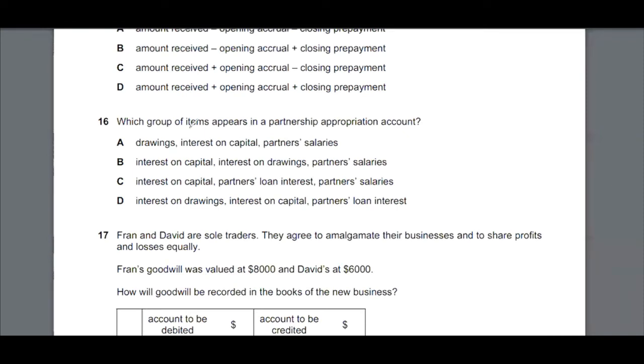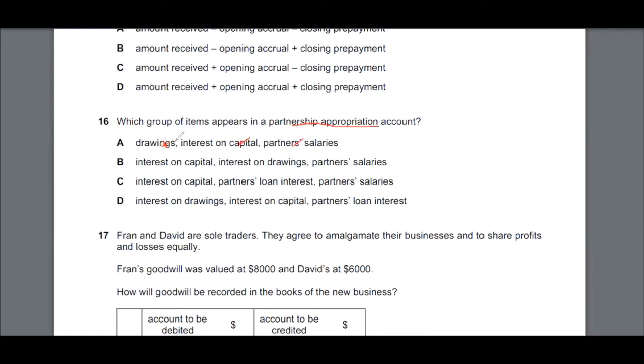Multiple choice 16, which group of items appears in a partnership appropriation account, right? So it's a partnership appropriation account, which tells you how the money has been distributed during the year among partners. So that will include drawings? No, I don't think so. Interest on capital, yeah. Partner salaries, yes.